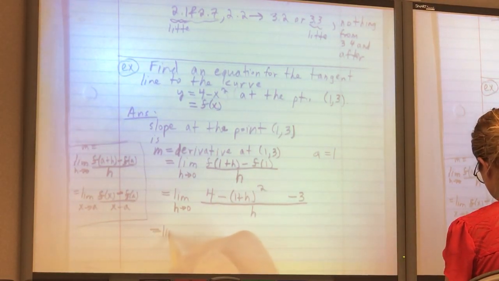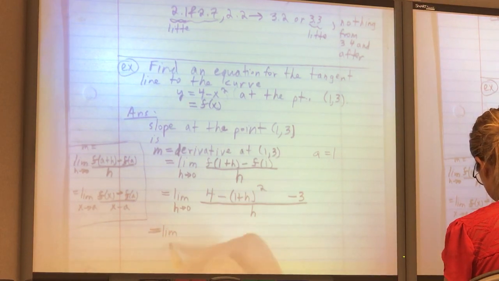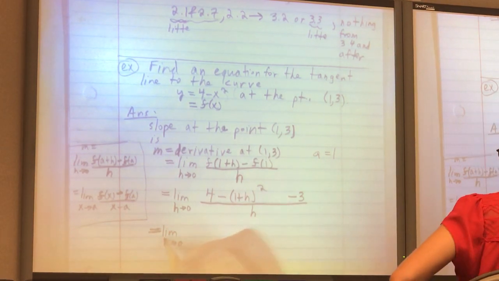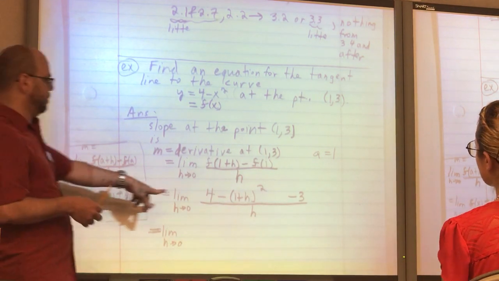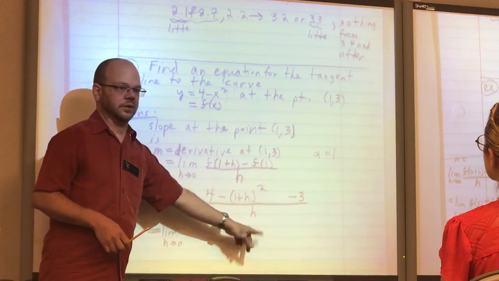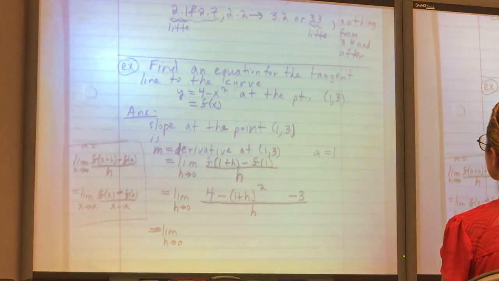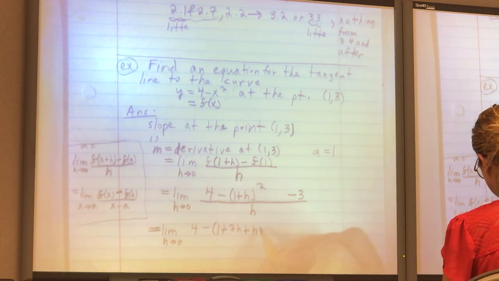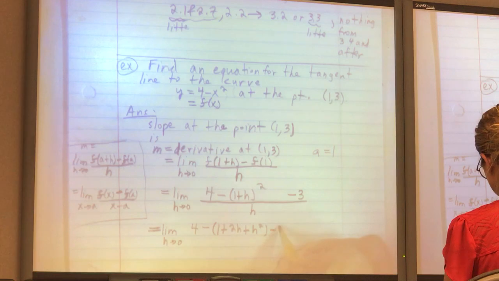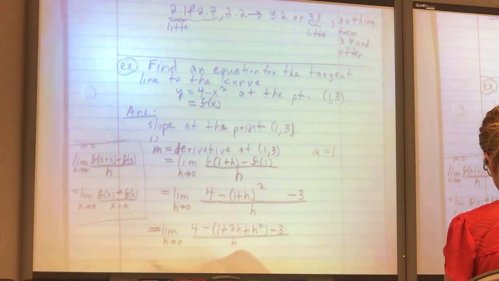All right. I still write the limit because I haven't done anything with the limit. Remember, we have to simplify because we have 0 over 0. If I plug in 0, I'm going to get 3 minus 3 and then 0 in the denominator. We can't do anything with 0 over 0. You have to keep working. All right, so 4 minus, I'm going to FOIL this, 1 plus 2h plus h squared, minus 3. And then I have an h in the denominator.